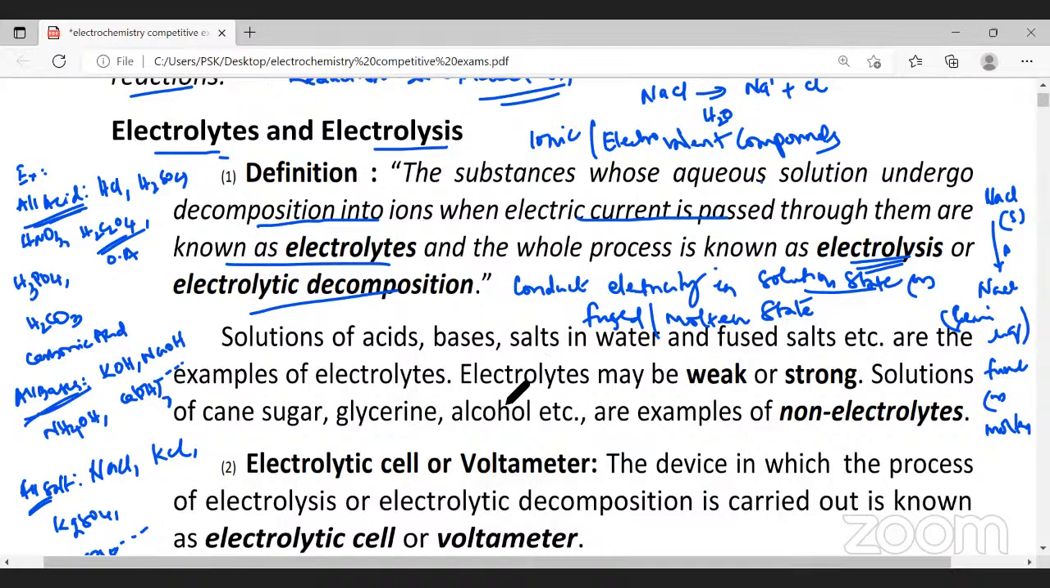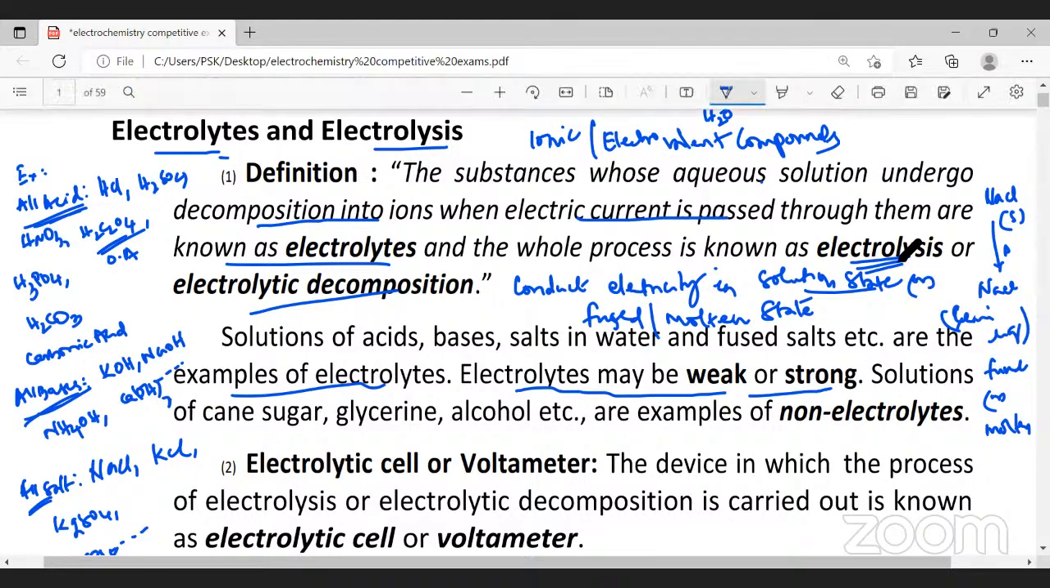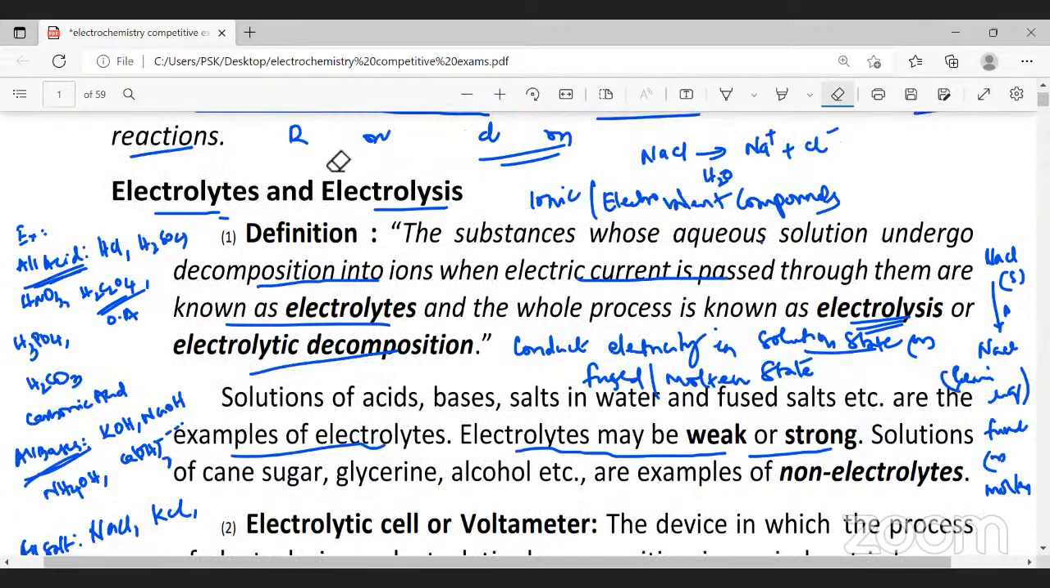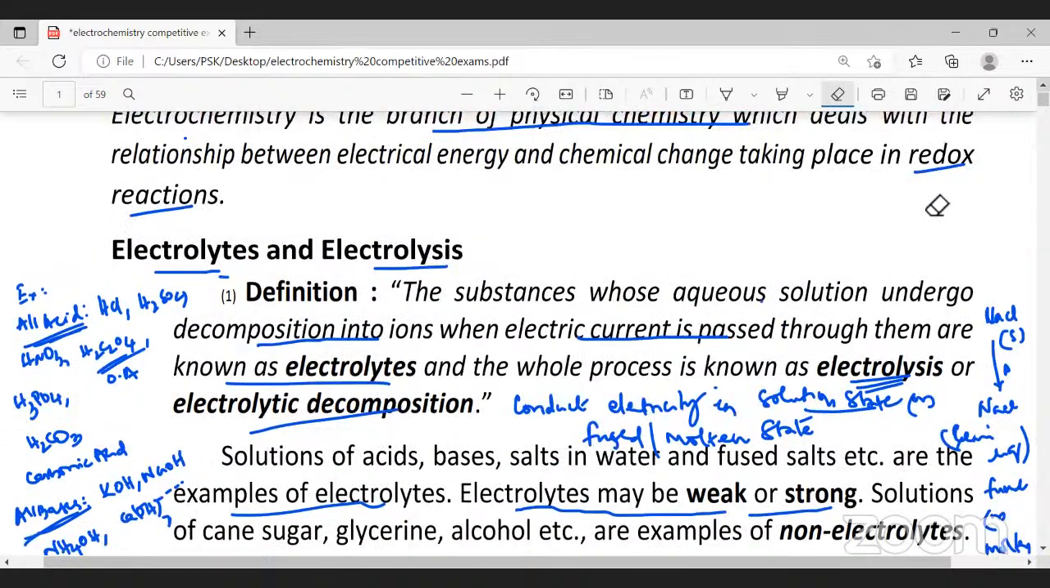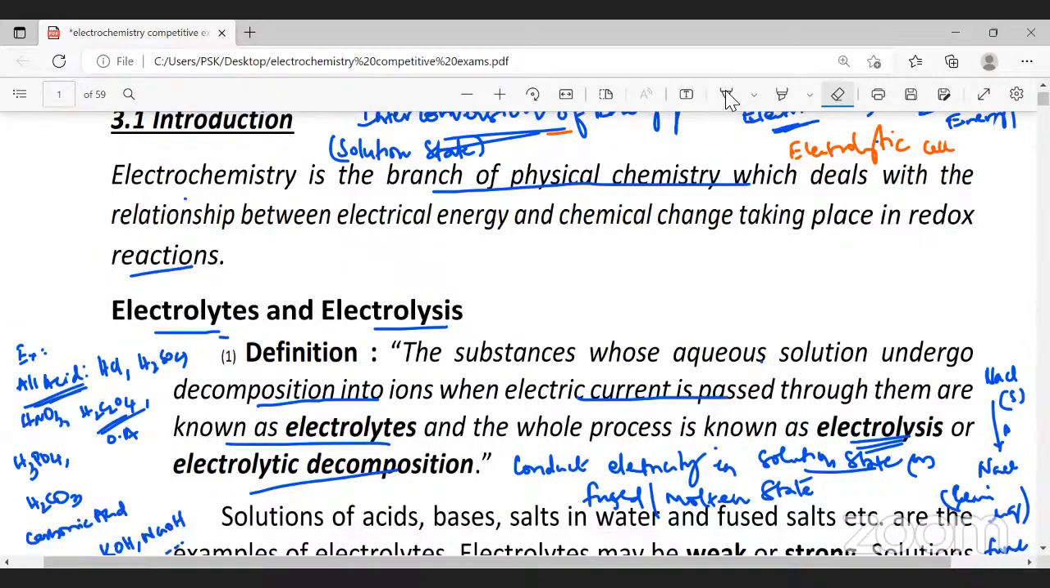But here you should understand, electrolytes may be strong or what? Weak. So electrolytes are further classified into two. One is called a strong electrolyte, the other one is called as what? A weak electrolyte. What do you mean by a strong electrolyte and weak electrolyte? We have to understand. They can ask you the difference between strong electrolyte and weak electrolyte. The first one is strong electrolyte.